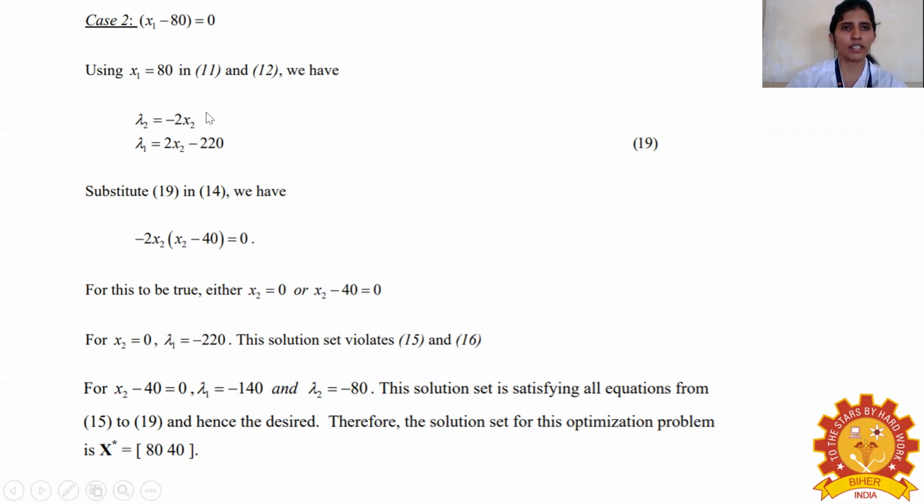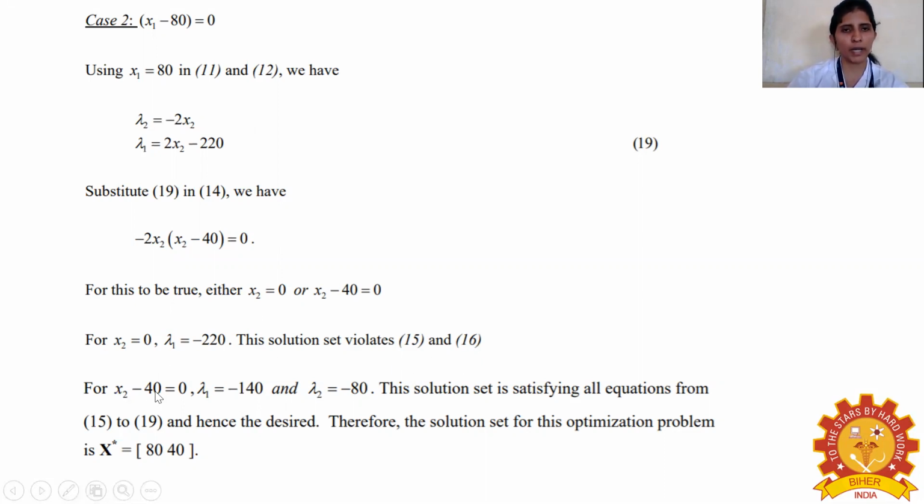Okay, so we substitute equation 19 in equation 14, where we have minus 2x2 into x2 minus 40 to be equal to 0. So for this to be true, either x2 must be equal to 0 or x2 minus 40 must be equal to 0. For x2 equal to 0, we get lambda 1 to be equal to minus 220. So we see that the solution set violates equations 15 and 16.